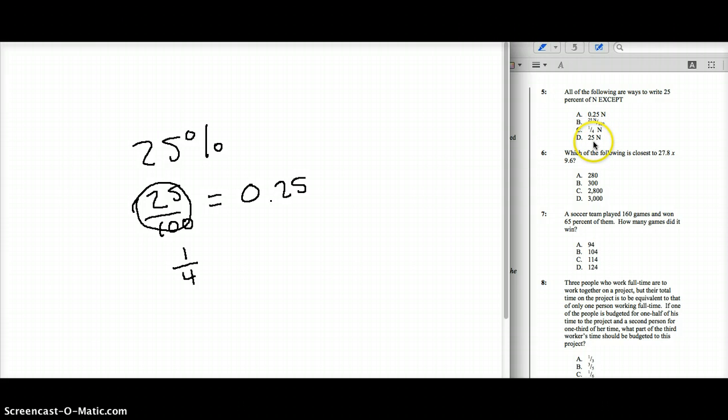This last one is clearly the one that is incorrect. It says 25n, which means we're multiplying n times 25. Well, 25 does not equal 25%. Remember this, and you will know that the answer is D.